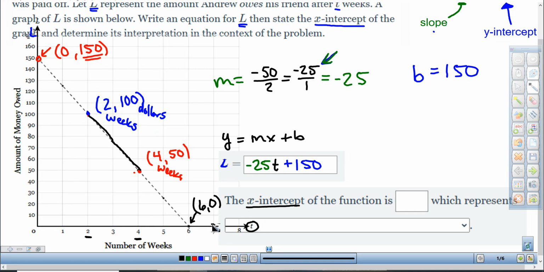And if we put it back into the terms that the problem was discussing, it says that there have been 6 weeks that have passed and $0 owed. So you would say the x-intercept is a 6. And when it asks what does that represent, you would say something, I don't know the choices, I didn't save them on this problem, but after 6 weeks, the loan has been paid off.